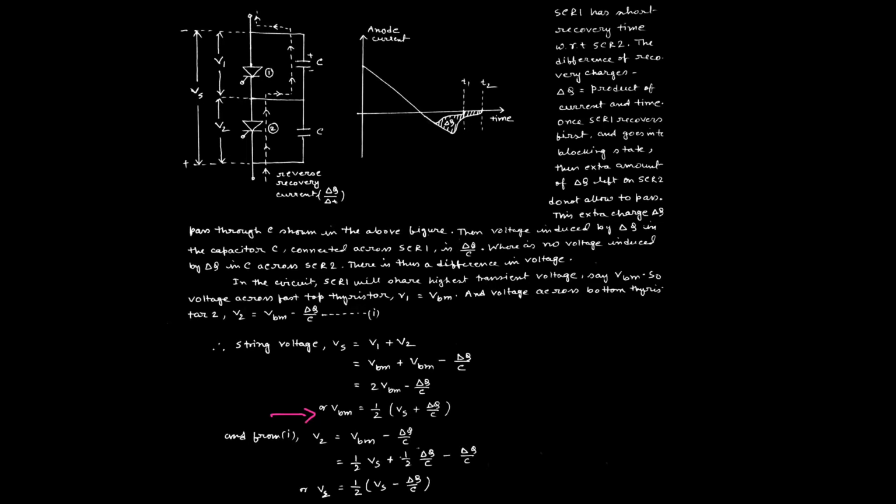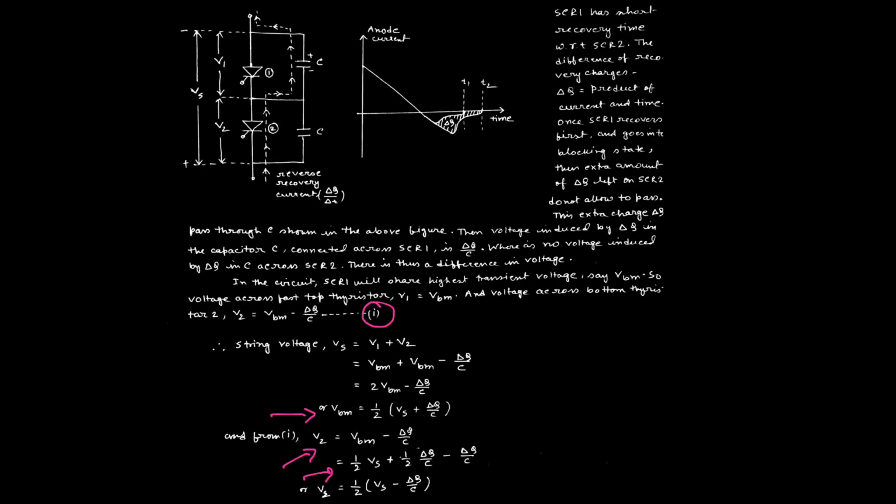And from equation 1 which is defined over here, we can rewrite the expression, that is V2 equal to VBM minus del Q by C, or 1 by 2 Vs plus 1 by 2 del Q by C minus del Q by C. That means we can modify the expression, that is V2 equal to 1 by 2 Vs minus del Q by C. So from these two expressions, we can have the values of V1 and V2 separately, and the basic difference is del Q by C.